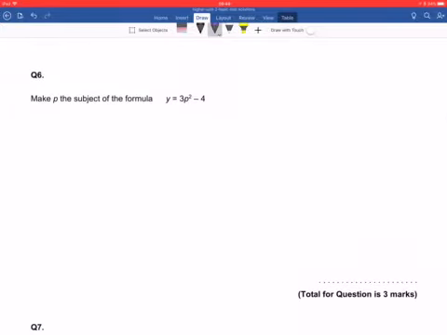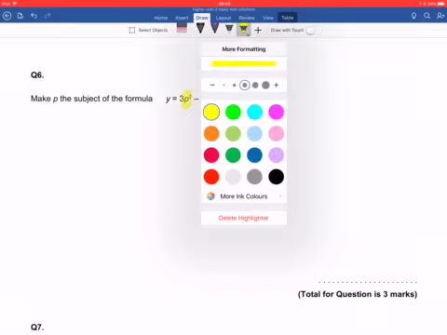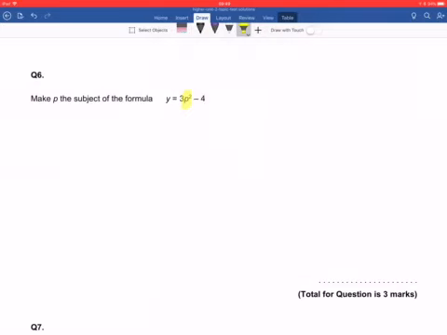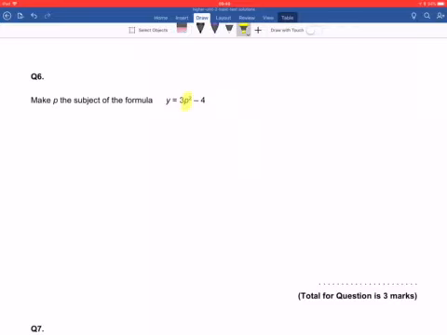Make p the subject of the formula. So I'm going to highlight the p. Right, okay. So, first of all, I want to get everything with p in on its own. So I'm going to say y plus 4 equals 3p squared, because I've added 4 to get rid of it from the other side.